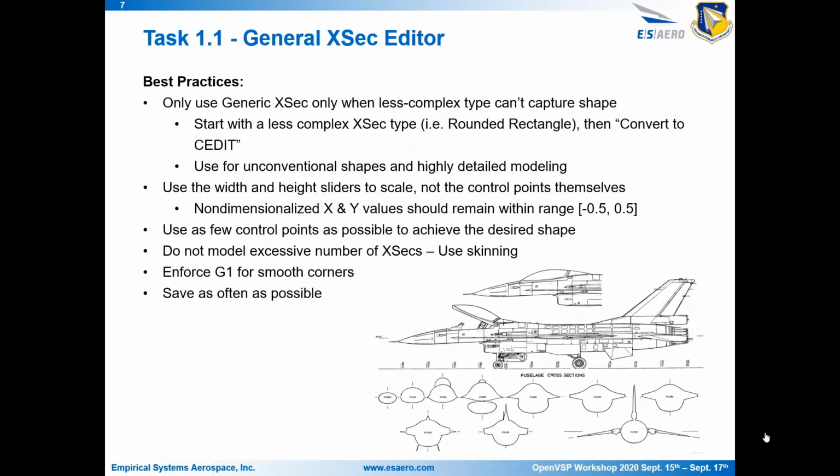I didn't mention this, but there's also a G1 continuity enforcement option for cubic Beziers, so that will keep the angle basically going. Let me think. I'll demonstrate it in a second, but it ensures that you have smooth corners where you have your control points that are on the curve.